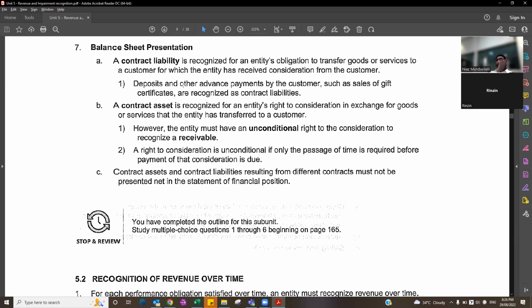When you purchase a gift card from him for 500 dirhams, his journal entry will be cash account debited, and contract liability (gift card) credited.